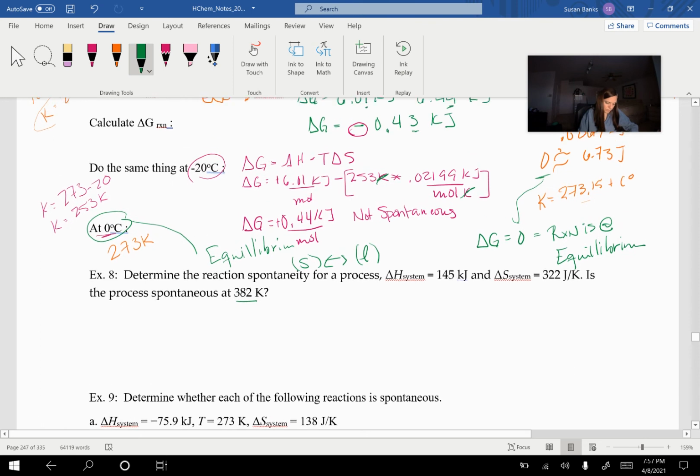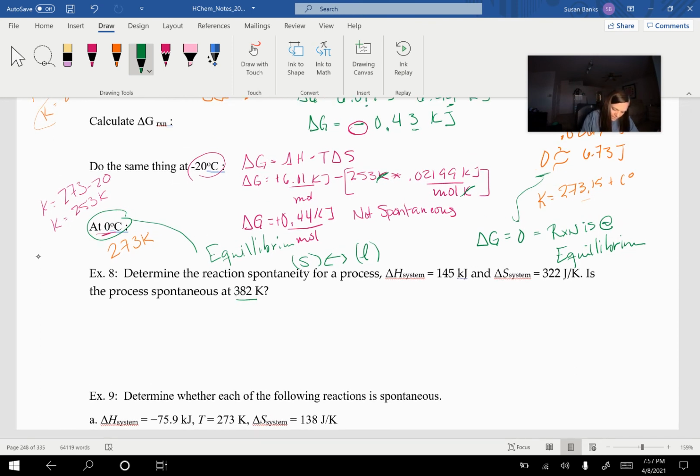Okay, so we've got our delta H right here and our delta S. Notice this is in joules again, and this is in kilojoules. So we're going to have to move the decimal place 3 places over. So I'm going to move that over so that we can have it in kilojoules. Okay? We're going to still use the same equation. Delta G is equal to delta H minus T delta S.